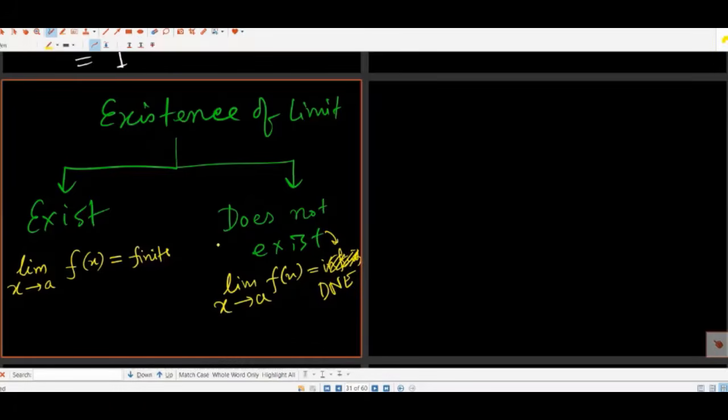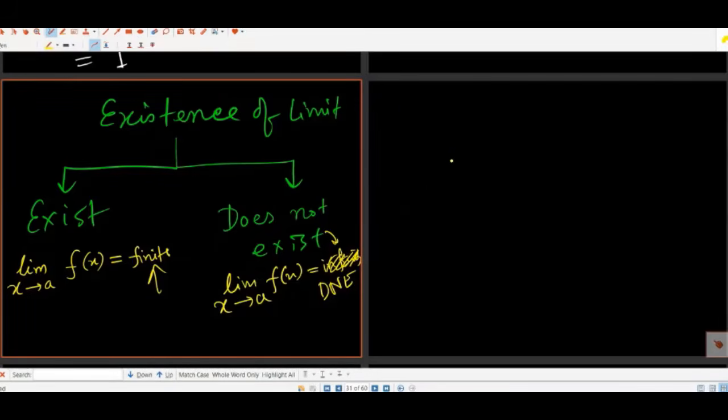Existence of limit is important. Limit may exist, limit may not exist. If limit becomes a finite value, we can say that limit exists. If the limit is not finite, we can say limit doesn't exist. In differential calculus, limit is important, and also in integral calculus, limit is important.